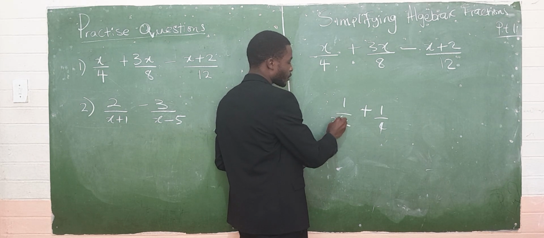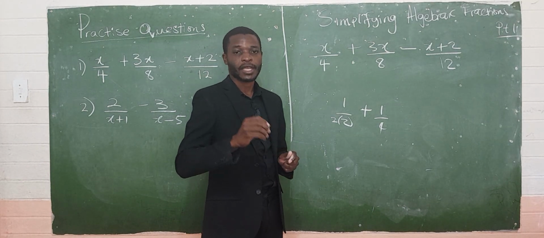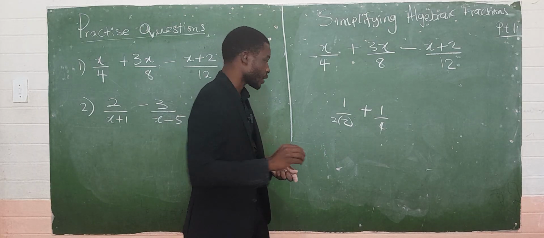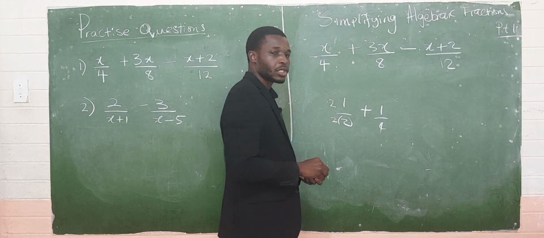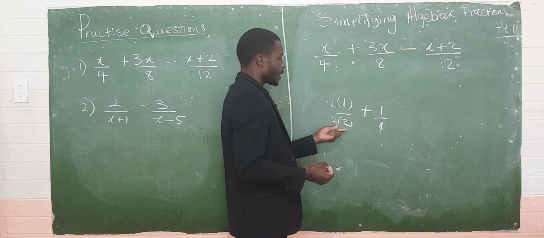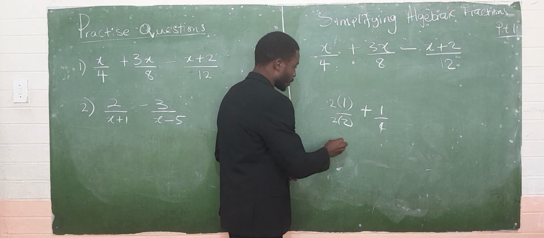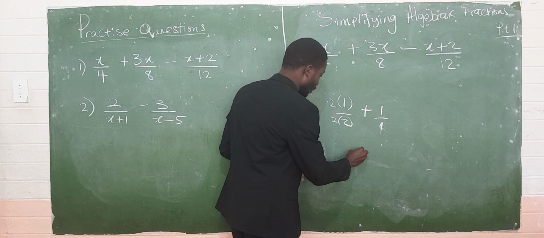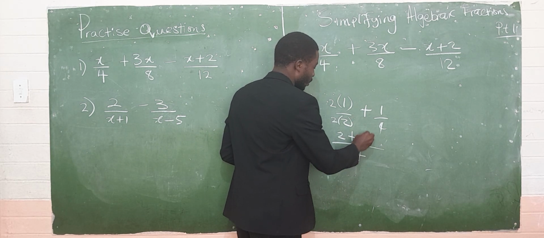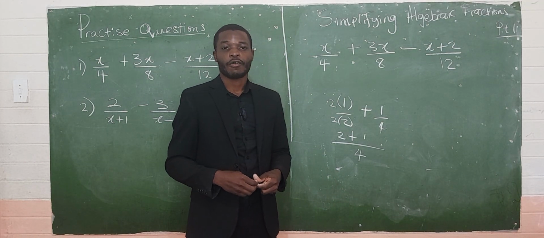It means I'll have to multiply this one by 2 to make this a 4. But whatever I do to the denominator, I also need to do the same thing on the numerator. Therefore, I will have to multiply my numerator by 2. And now that these have the same denominator, I can perform addition because I can then just take one denominator, which is 4, and add the numerators, which is 2 plus 1. And at the end of the day, I get 3 out of 4.